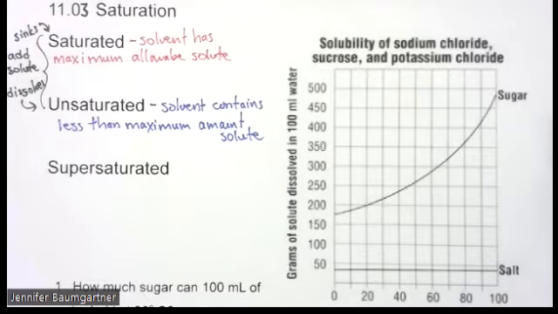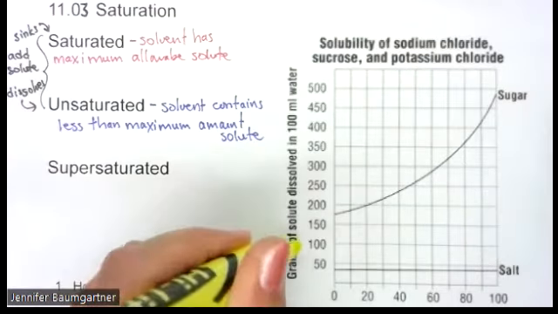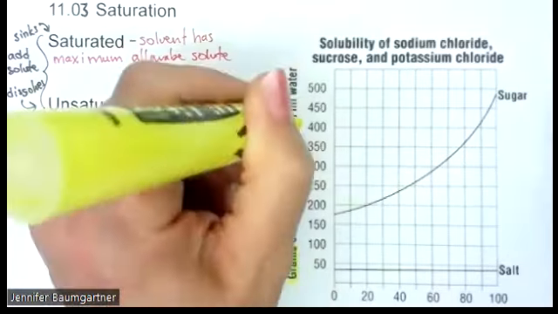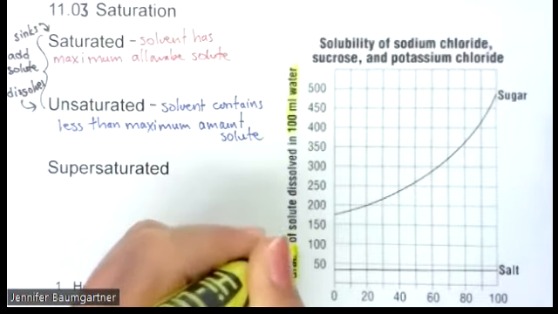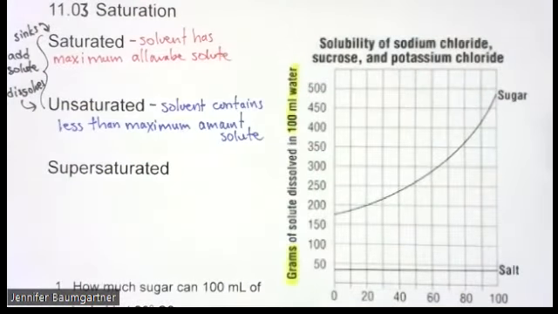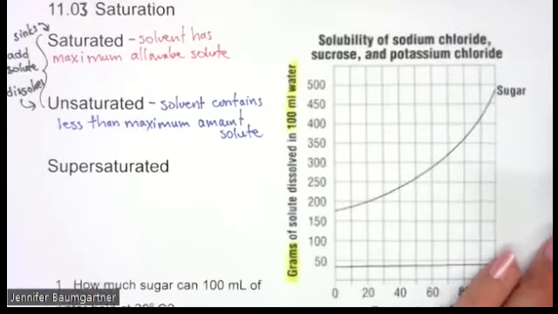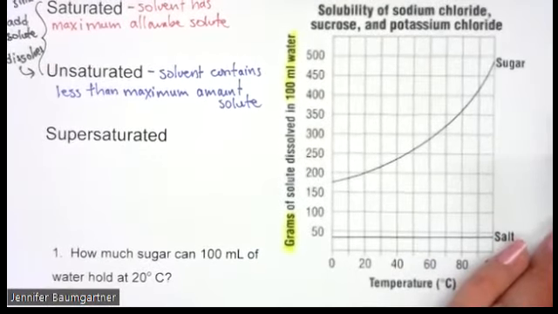What we have over here to the right is a solubility curve, and it shows us how much solute we can dissolve in a solvent, and this is in water specifically. So I told you guys most of the time our solvent would be water. On the vertical axis, I have grams in 100 mils of water, that's grams of solute. And on the horizontal axis, I have temperature.